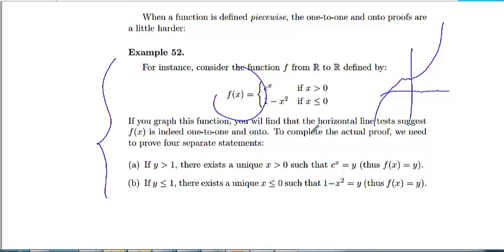But to show this, what you need to do is show that for any y in the range, there is an x that maps to that y, and there's only one x that maps to that y. If you can show there's a unique x that maps to each y, then the function is one-to-one and onto. And you really have to break that into two cases. If y is bigger than 1, then since the function looks like e to the x, you have to do one alternative, and if y is less than or equal to 1, you'll have to do a different alternative.